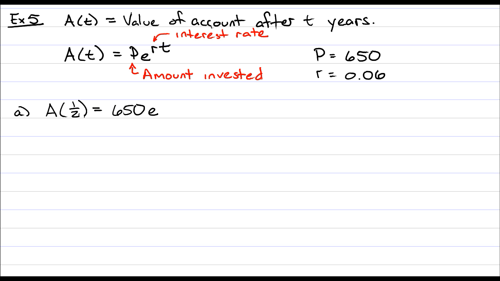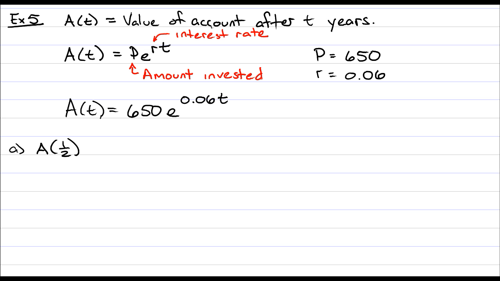I'm sorry, let me actually back up just a little bit. I apologize. So the specific function we're going to be working with in this problem looks like this: A of t equals 650 e to the 0.06t. Okay, so going back to where I was, A of 1/2, the value of the account after 6 months, would be 650 times e raised to the 0.06 times 1/2. So that's 0.03. And if I calculate that, I'm going to get $669.80.